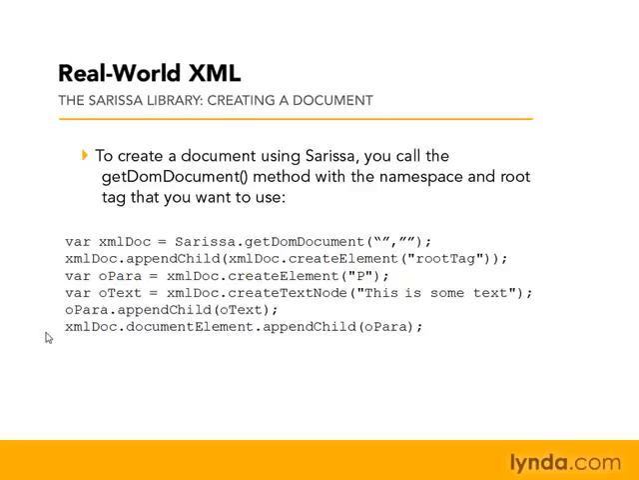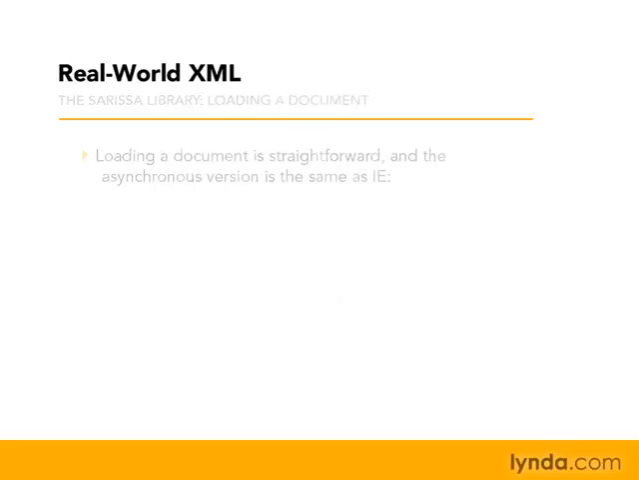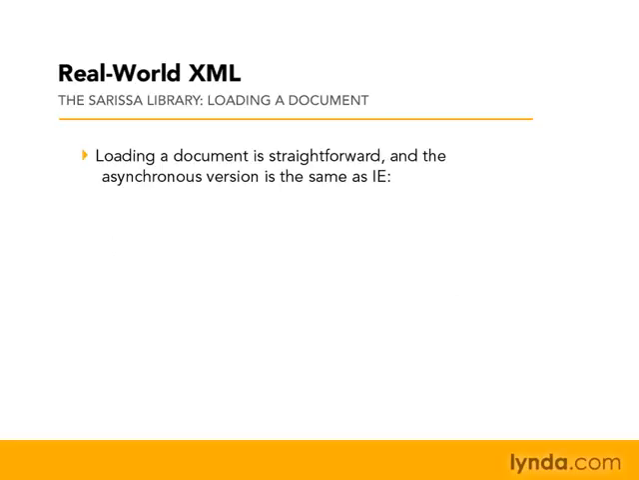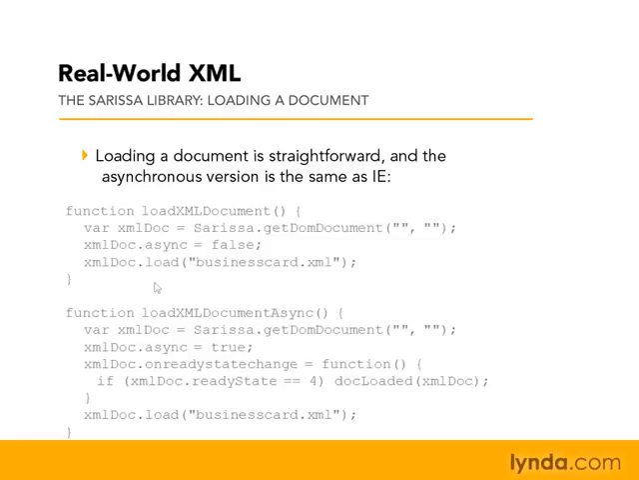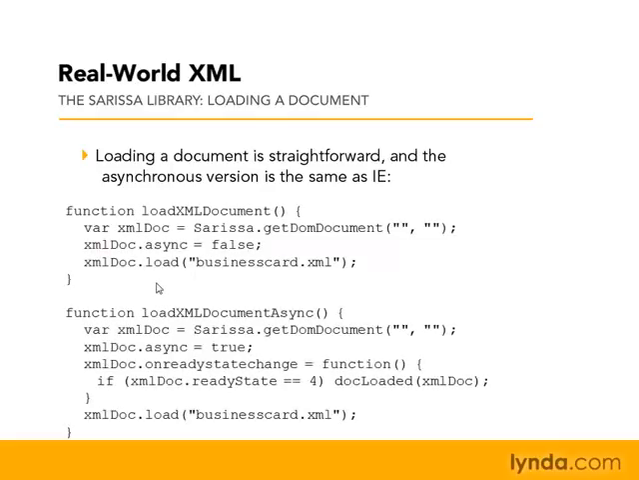Sarissa also provides support for loading an XML document. And in fact, the asynchronous version for loading a document is the same as it is in Internet Explorer. So if we look at the example here, you can see that the example for loading an XML document is slightly different because of the way you get the document. So here we're calling the getDomDocument function on the Sarissa library. And from that point forward, it's pretty much the same in IE and Firefox. You set the async property to false, and you just load the XML you want to load.